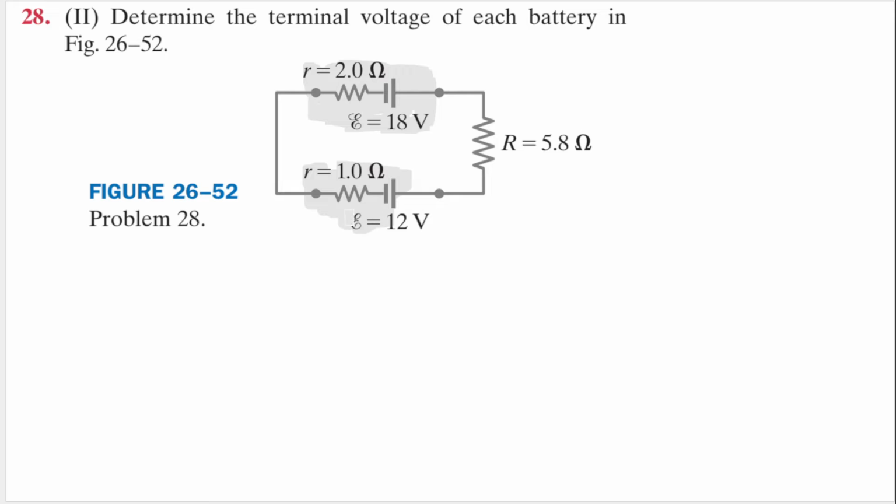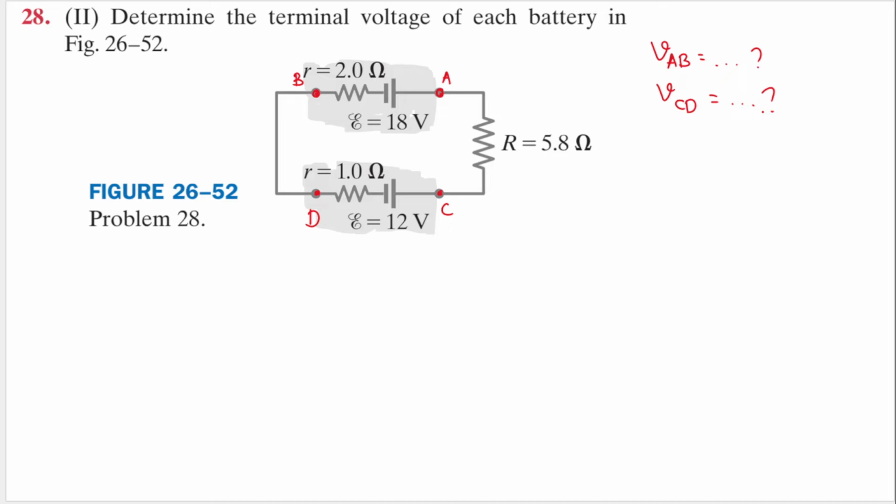So the question is determine the terminal voltage. What is the terminal voltage? That is the voltage between this node here and this node here. So maybe let's name this node here as node A and this node here as node B. So the question is asking us about VAB here, and then this node C and node D. And the second variable that we are going to find out is VCD. So that is what the question is asking us for.